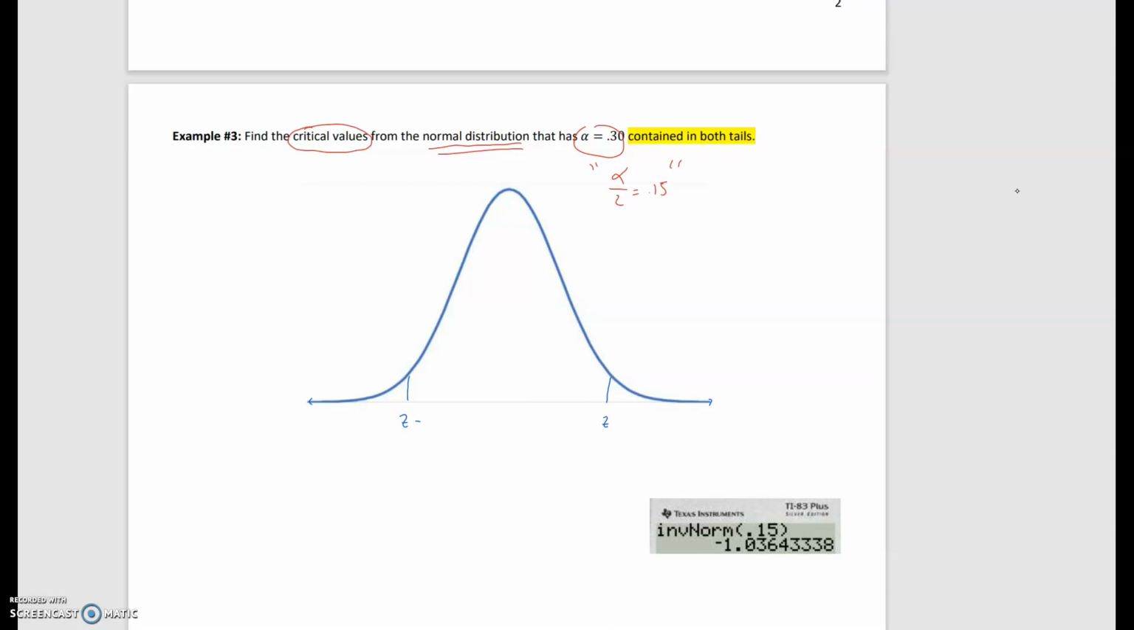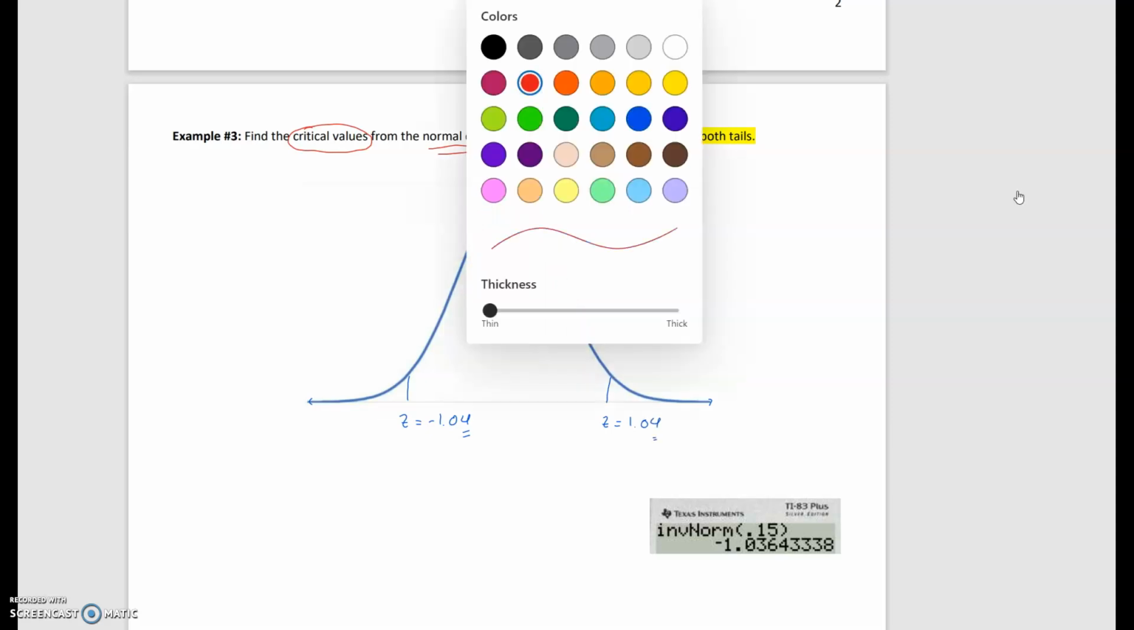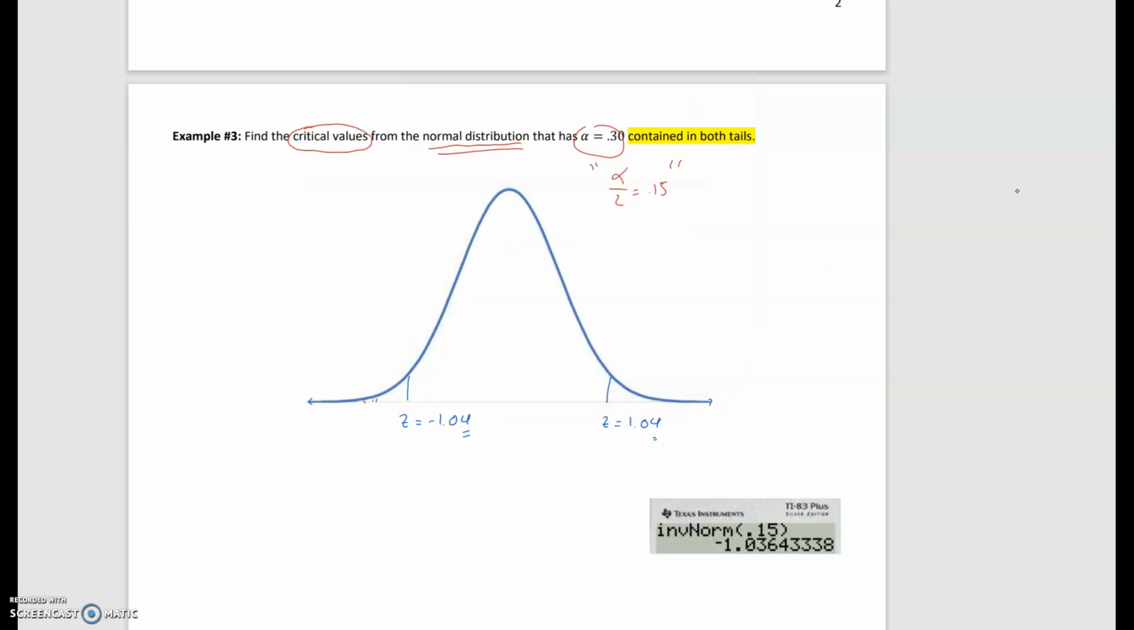So on the left, negative 1.04, and on the right, 1.04. And this total amount is going to be alpha divided by 2, which is 0.15. This area here is alpha divided by 2 and also 0.15, since technically the entire area is 0.30.